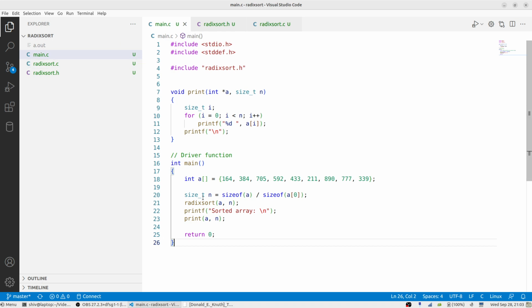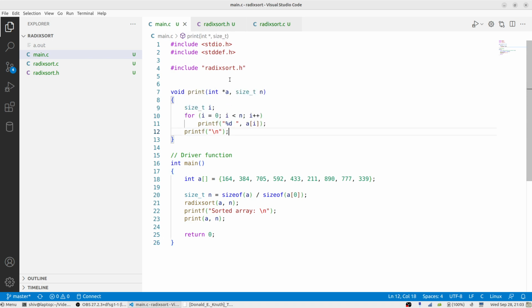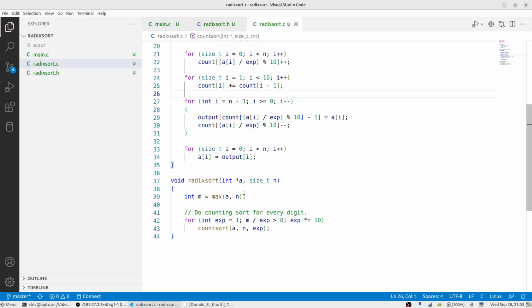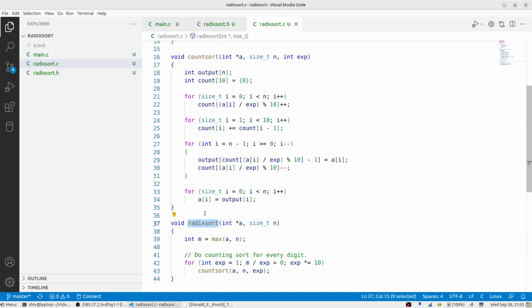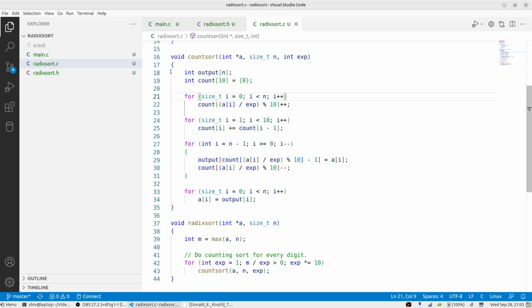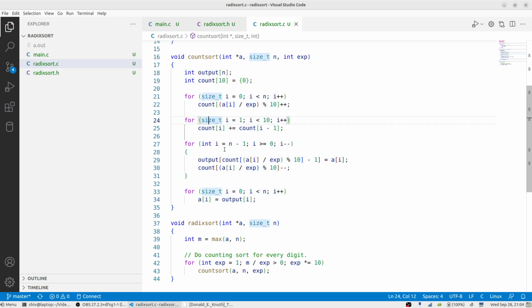So we have the same main.c which we used earlier in our sorting algorithms. We have the radix.h header file and we have radix sort.c. This radix sort makes use of the count sort function. Now this is a different implementation than what we did in the counting sort example. This program will work only for positive numbers. This counting sort will not work for negative numbers. It is used for simplicity so that we don't have extra code cluttering up this space.